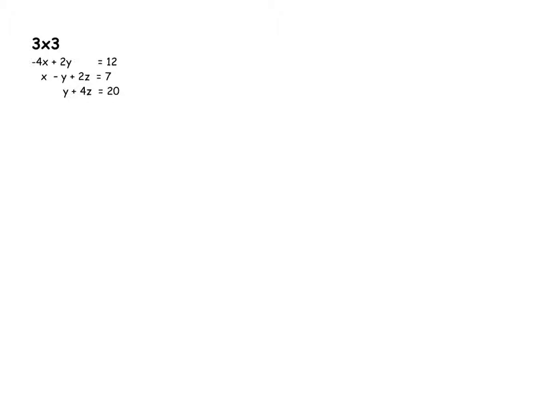So again, we're going to start by setting up our coefficient matrix. Now this one is a little bit unusual for a 3 by 3. It's got some missing terms. Remember to fill in those missing terms with zeros. So in my first row here I've got -4, 2, 0. In the second row I've got 1, -1, 2. And then in the third row I've got 0, 1, 4. Okay, hopefully those zeros will make our life a little bit easier when it comes to finding the inverse.